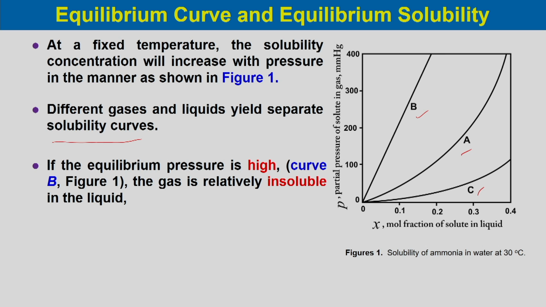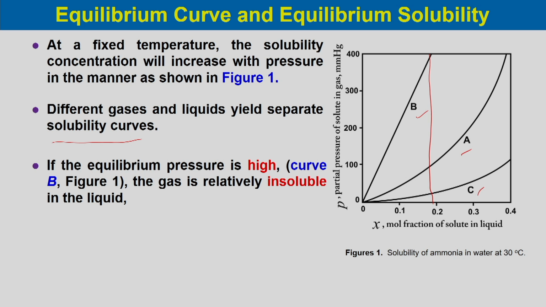Now, if the equilibrium pressure is high, that is curve B, figure 1. In this figure the solubility of ammonia in water at 30 degrees centigrade is shown mostly, and some other gases. If the equilibrium pressure is high, as in curve B, the gas is relatively insoluble in the liquid. Even if we increase the pressure in the gas phase appreciably, the solubility in the liquid phase is relatively low, close to 0.2 mole fraction of the solute.